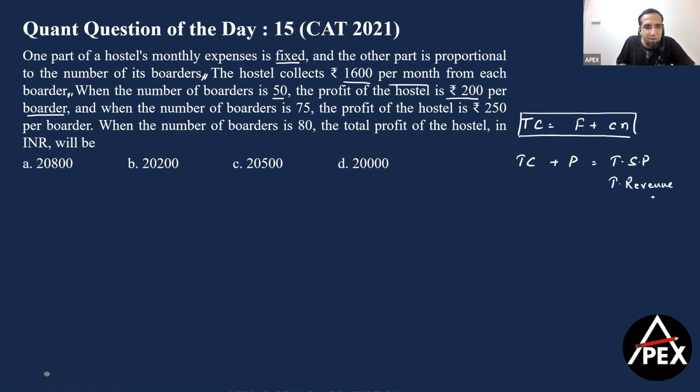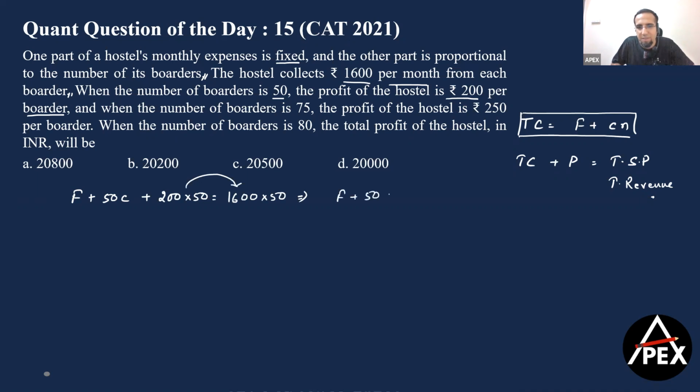I would rather write one common equation. I have a fixed cost plus the variable cost as per 50 boarders, that is 50C, plus there is a profit of 200 per boarder, which is 200 into 50. This is equal to the collection of the hostel, that is 1600 into 50. Clear? If I simplify, I can bring this 200 into 50 to my right hand side. So F plus 50C is equal to 1600 into 50 minus 200 into 50. By now it should be very easy. That is 1400 into 50. Now 14 fives is 70, so that's going to be 70 followed by 3 zeros. So this is what we have.